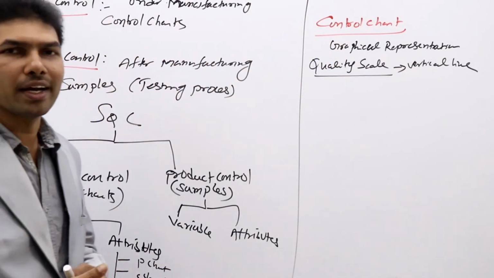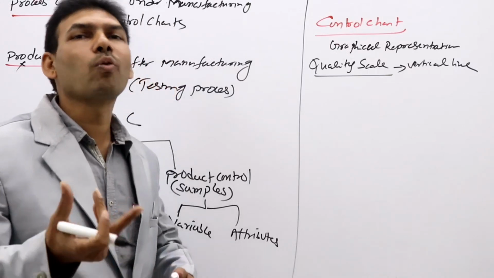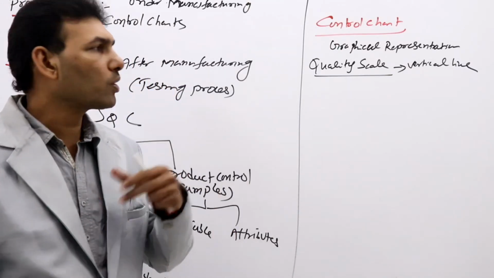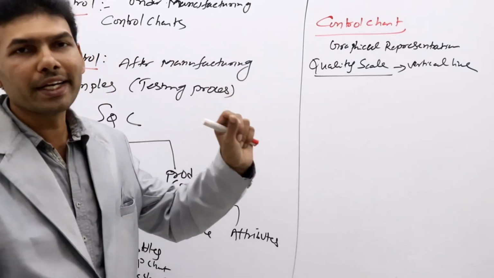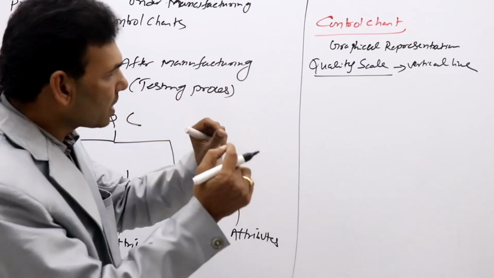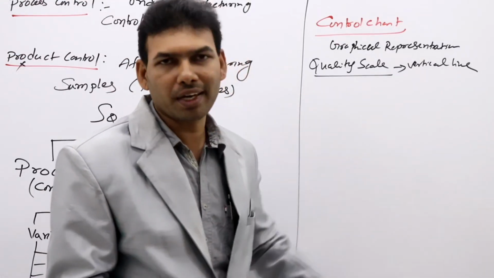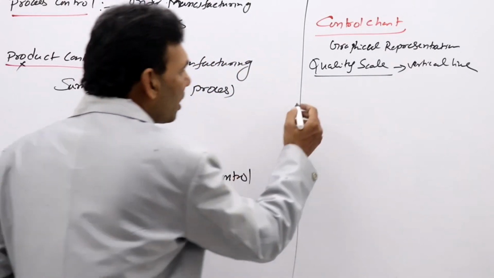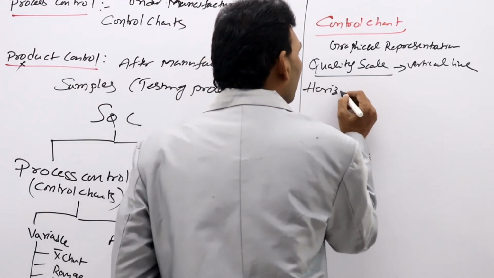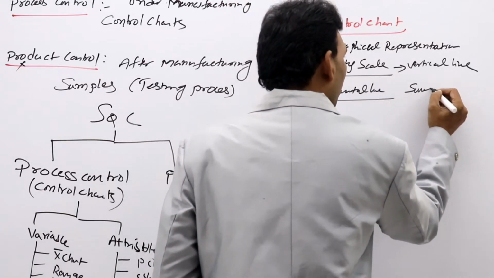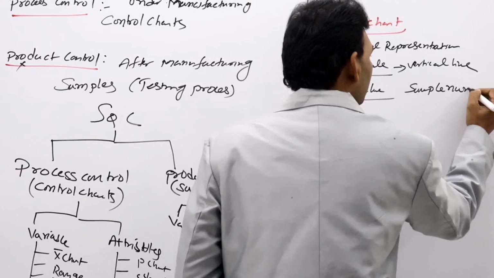Quality is given by a quantity, by taking some samples. Each product's quality is given. That quality we are going to measure, and plot on the vertical line. There is a horizontal line also. On this horizontal line, we are going to write sample numbers.